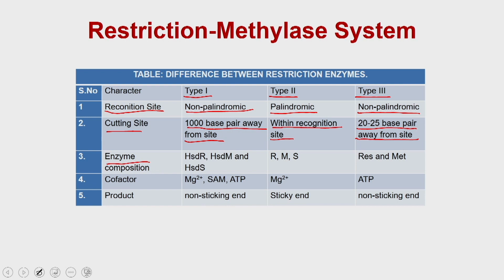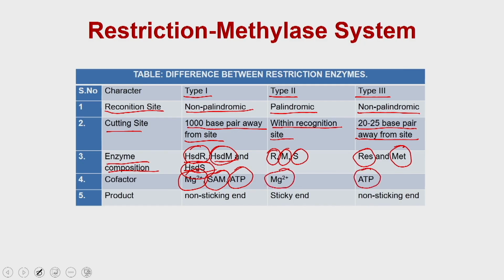For enzyme composition, in the case of type 1 you have 3 subunits, called HsdR, HsdM and HsdS, and all these individual subunits have their exclusive functions, whereas in the case of type 2 you have the R, M and S subunits, and in type 3 you have 2 subunits, one called Res and the other called Mod. For cofactors, in the case of type 1 you require 3 cofactors: magnesium, S-adenosylmethionine and ATP, whereas in the case of type 2 you require magnesium, and in the case of type 3 you require ATP.